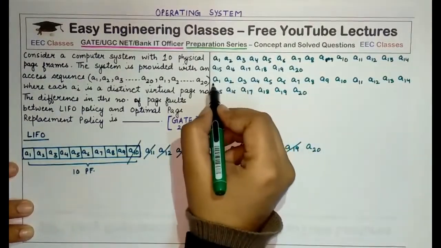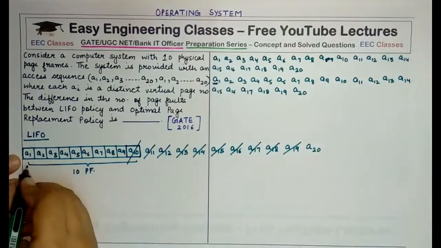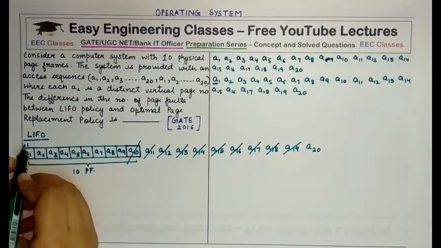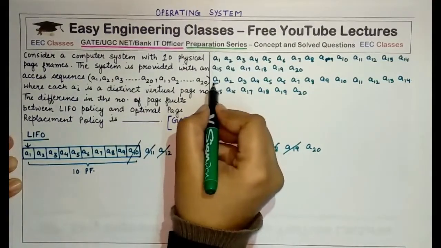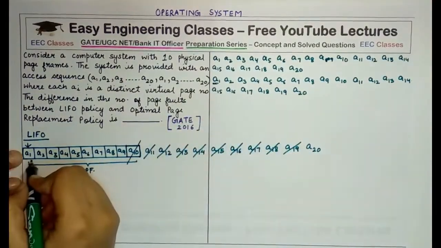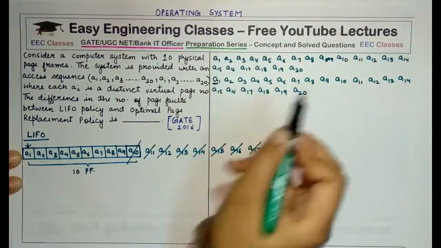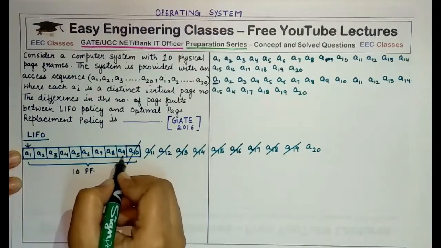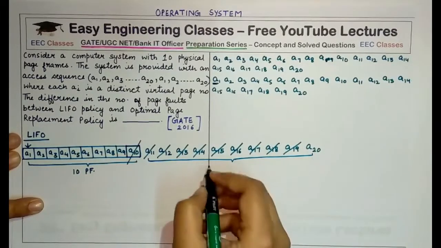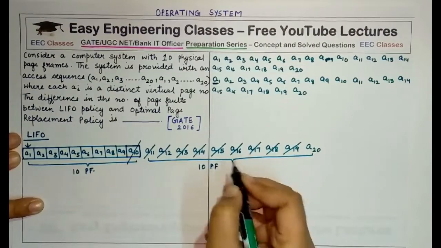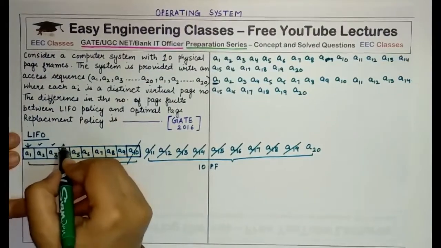Now when we come to this page A1, since A1 is the same page that is present here, we do not need to replace any other page to bring this A1 into the frame set because it is already present. Therefore, A1, A2, A3 and so on till A9, all these pages would not cause any page fault. Each of the earlier pages caused 10 page faults because they were not initially present, but A1 to A9 would not cause any page fault because they are already present.